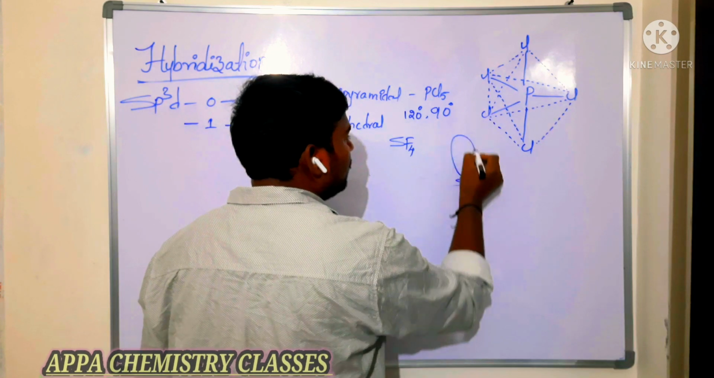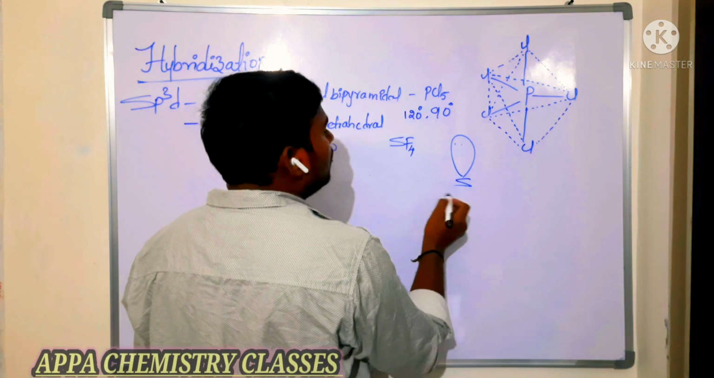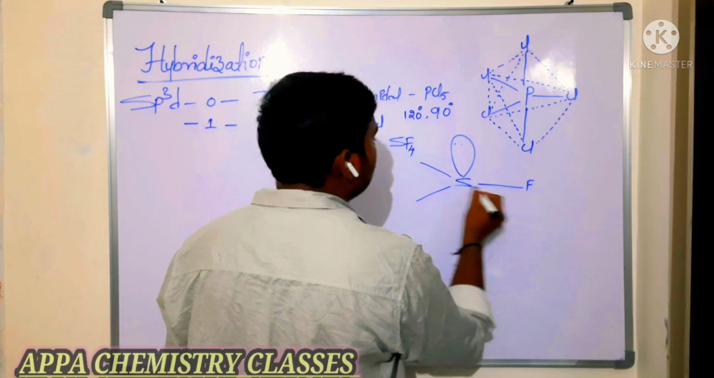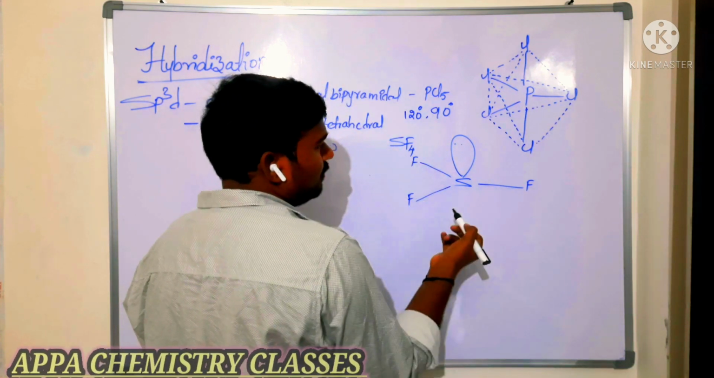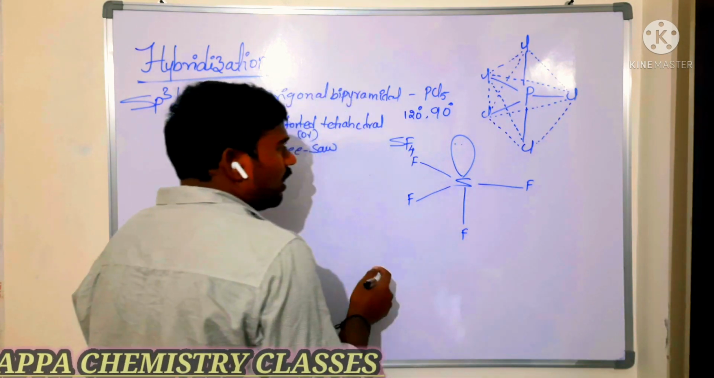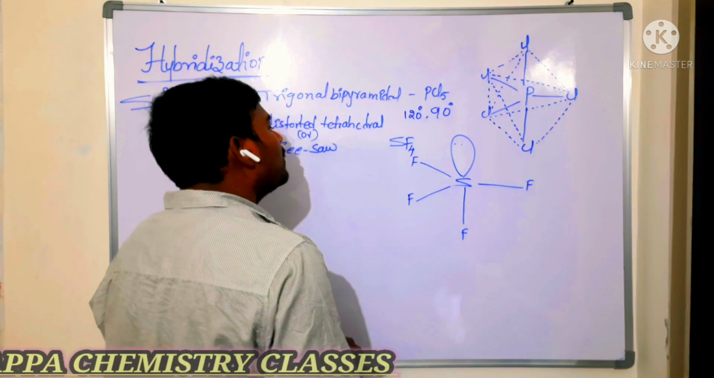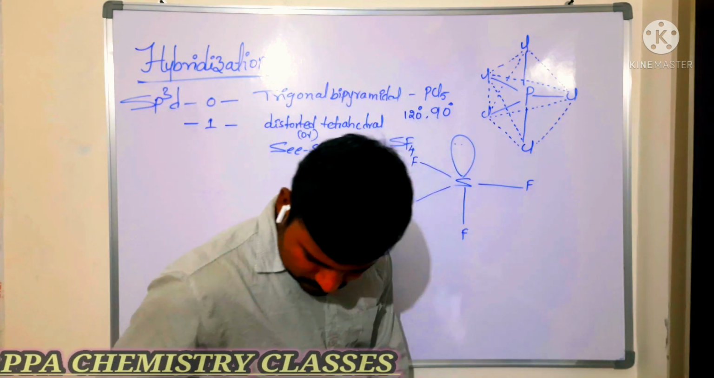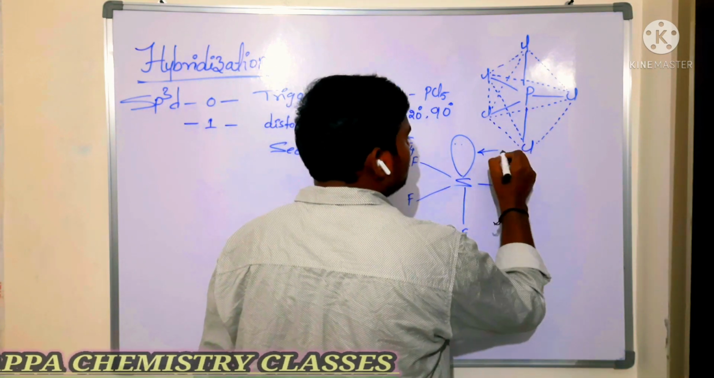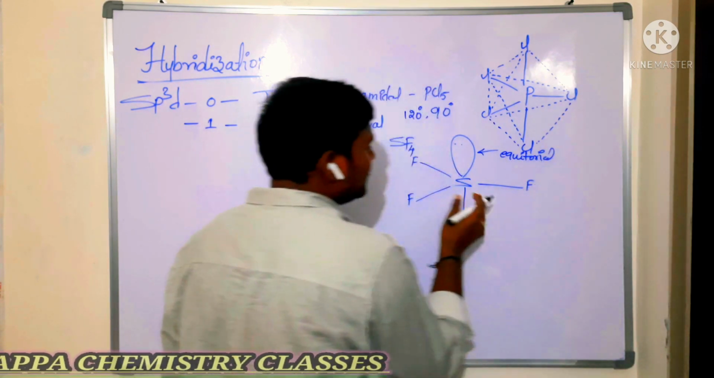Now one lone pair will be there. That lone pair is occupying the equatorial position. Now you see here, these are the two fluorine atoms. This is one fluorine atom. sp3d means it is trigonal bipyramidal. Now this is one more fluorine atom. Okay na? So now how is it? It is looking like what? A seesaw geometry. And that lone pair is present at what? The lone pair is present at the equatorial position.